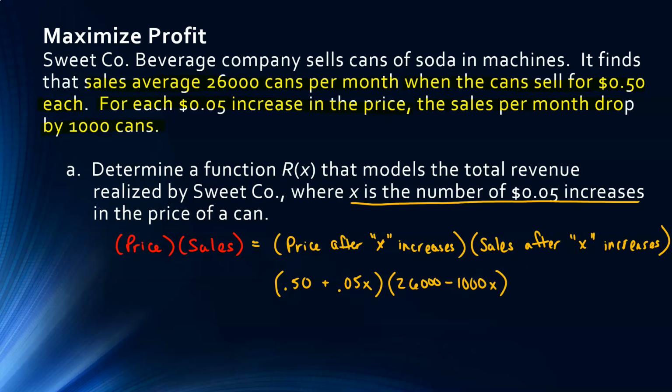It says right there in the last paragraph up here, for each 5-cent increase in the price, the sales drop by 1,000 cans. So if we had one 5-cent increase, we're going to drop our sales by 1,000 cans, and so we would only sell 25,000 cans. If we had two 5-cent increases, yes, we're going to be charging more for the can, but we're going to lose about 2,000 cans per month. So now we would be down to 24,000 cans per month on average that we would sell, and so on.